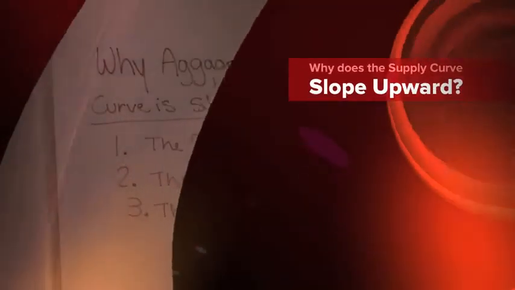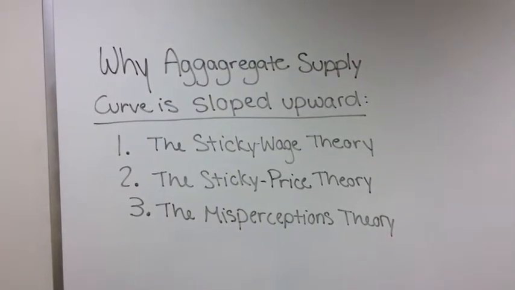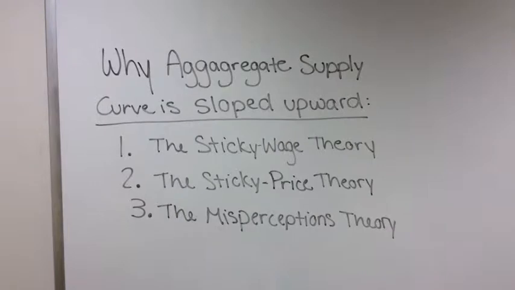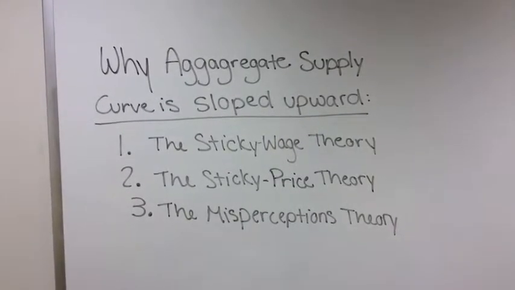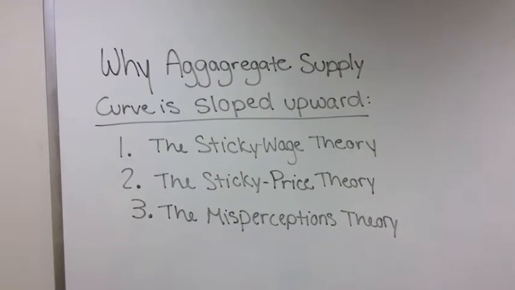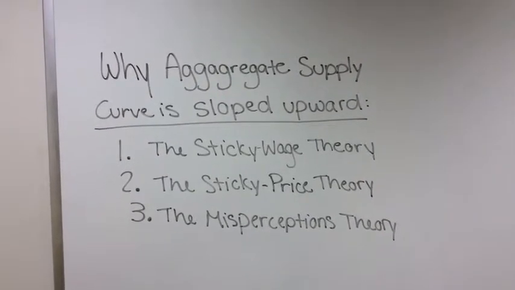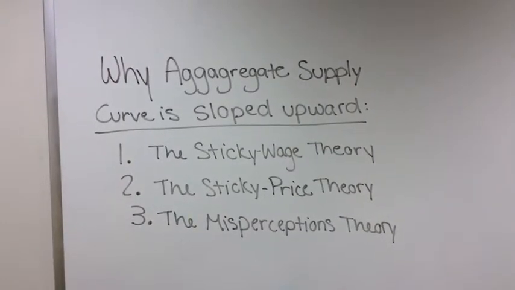Thanks, Brian. There are three factors as to why the aggregate supply curve is slanted upward. The first is the sticky wage theory, and it states that a suddenly low wage raises the real wage, leading to a smaller production of goods. The sticky price theory is the idea that a suddenly low price for a product would give some firms prices higher than they desire, which would depress their sales.